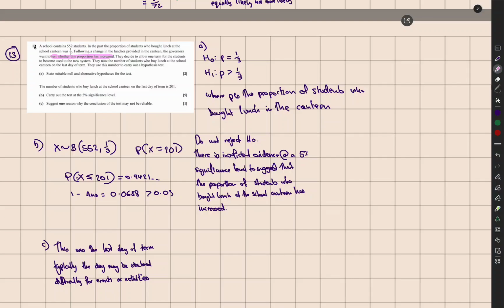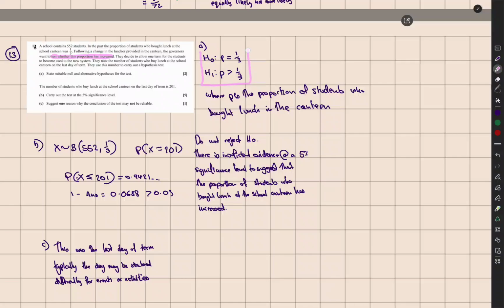They decide to allow one term for the students to become used to the new system. They note the number of students who buy lunch at the school canteen on the last day of term. They use the number to carry out a hypothesis test. First of all, state a suitable null and alternative hypothesis.